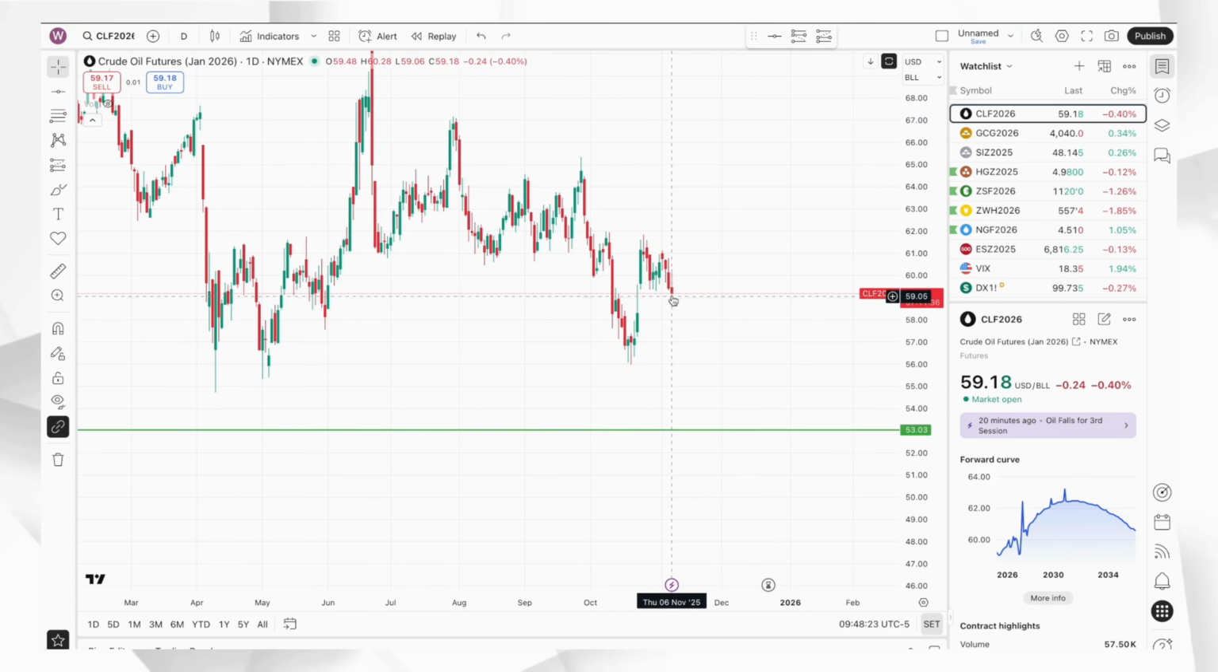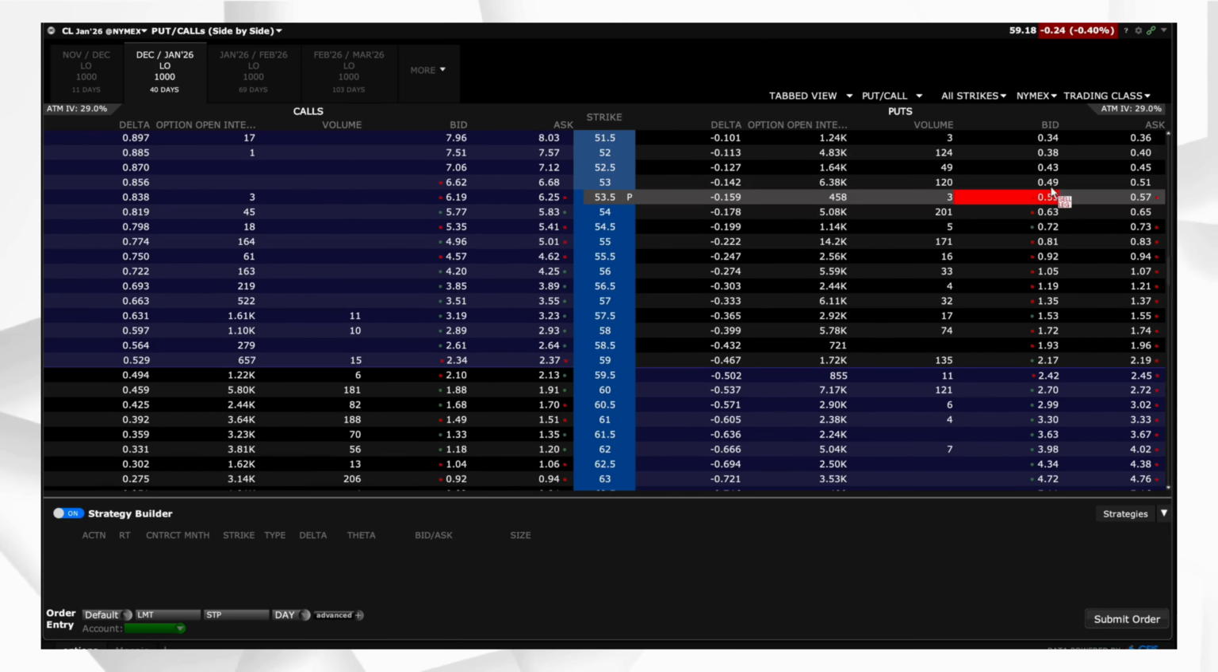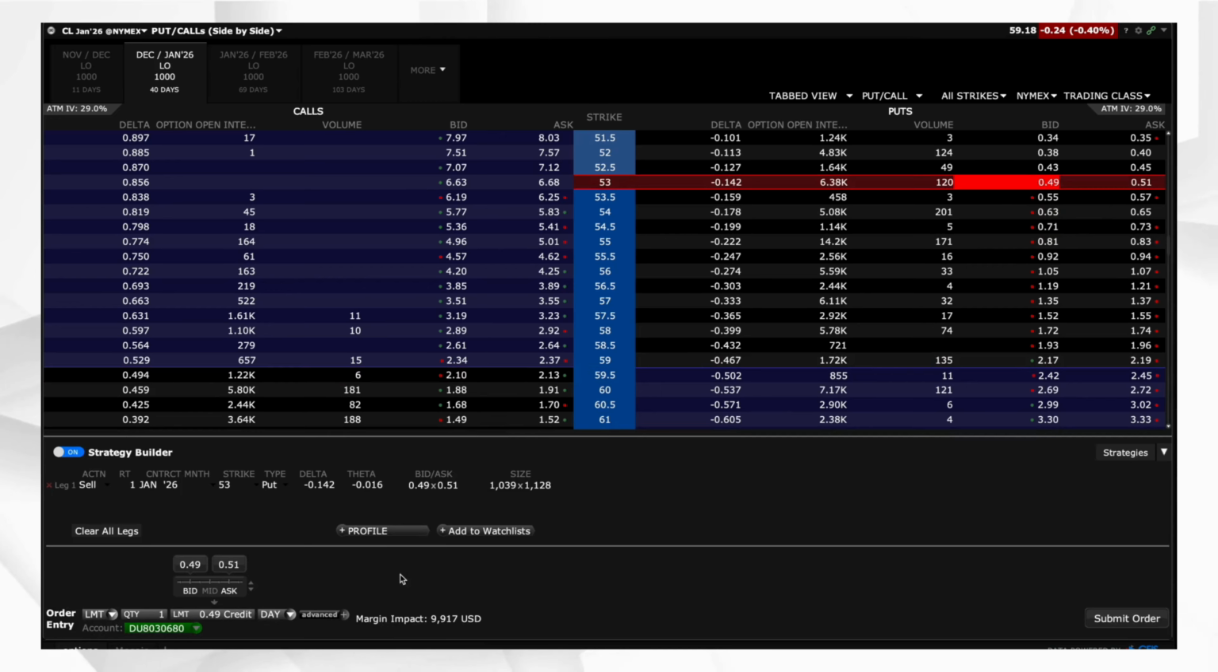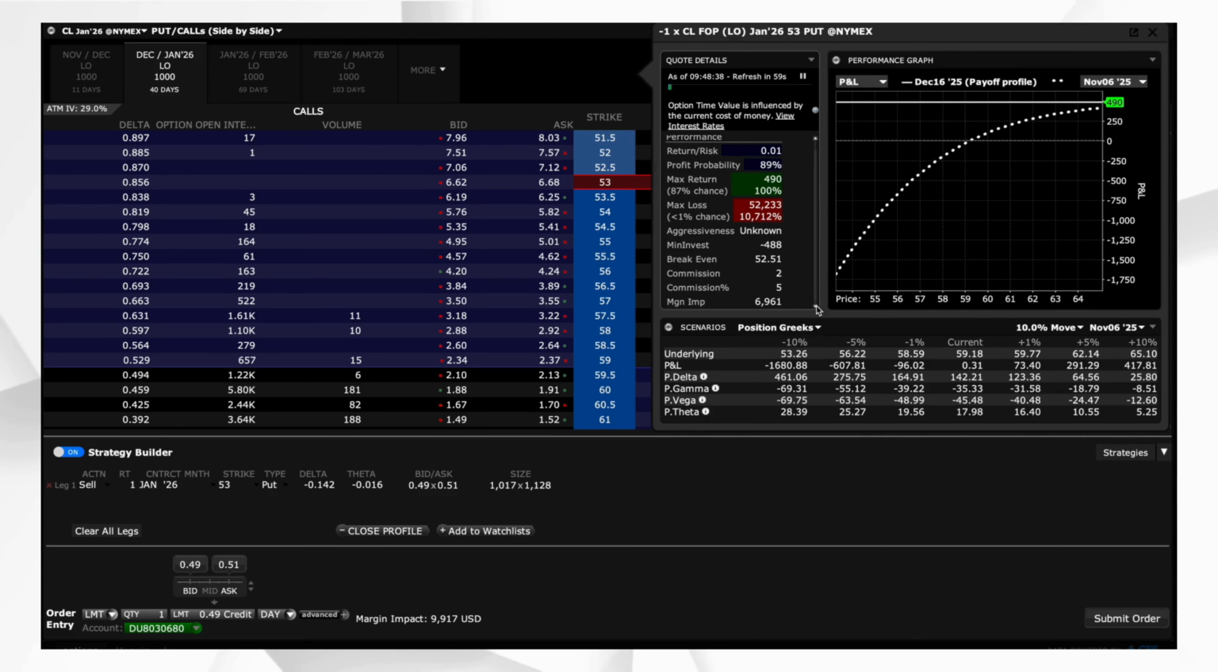But right now, because the price is somewhat close to that lower end here, I want to have a bit more space for my position. So if we go to the 53 short put, let's see if we can get enough credit. This is 40 days to expiration, right? So with 40 days to expiration, we're looking at $490 in credit.